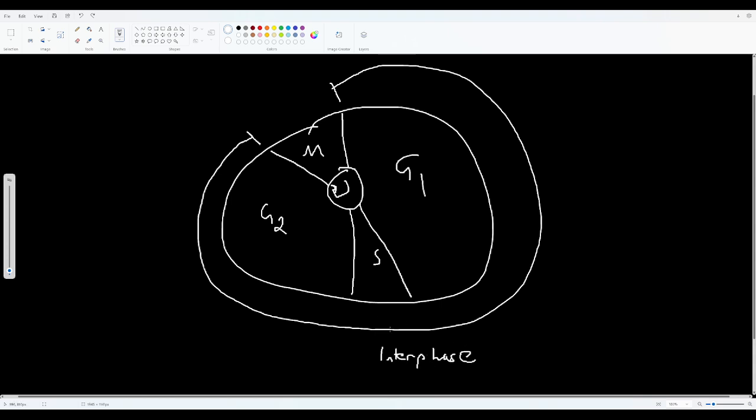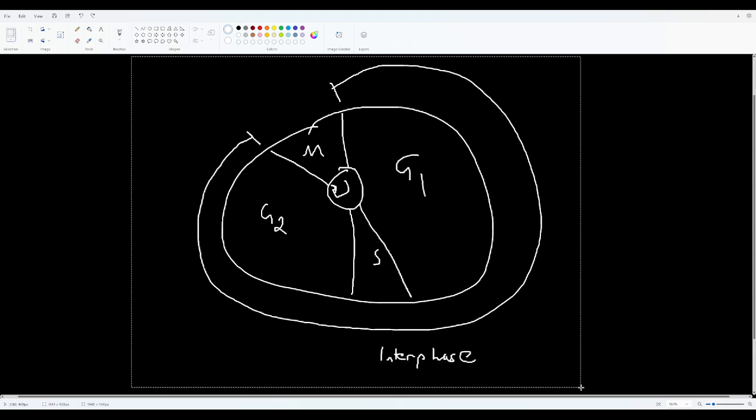What doesn't happen during interphase, however, is cytokinesis. Cytokinesis happens right here. It's technically not part of mitosis. That's cytokinesis, right? So cytokinesis is not included here, so you may see something like that, right?